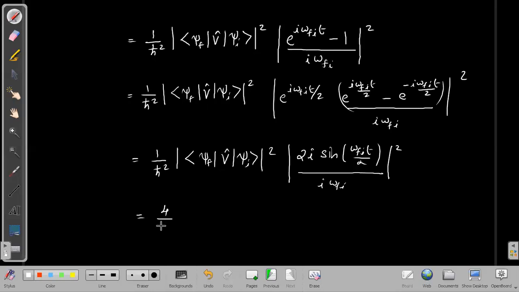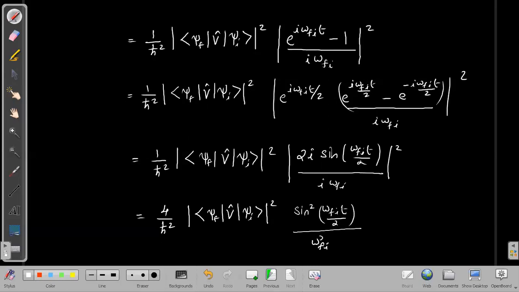4 by ħ square, the mod square of the inner product ⟨ψf|V|ψi⟩, then sine square(ωfi t/2) divided by ωfi square. So this is the square of the sine function.